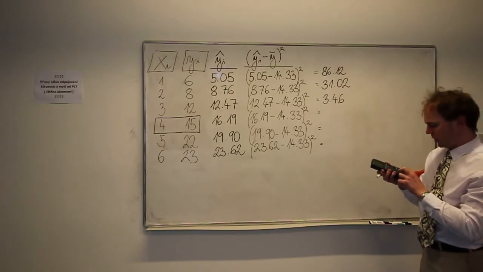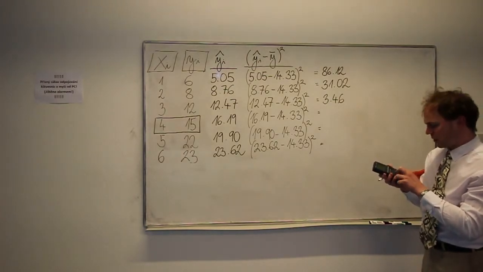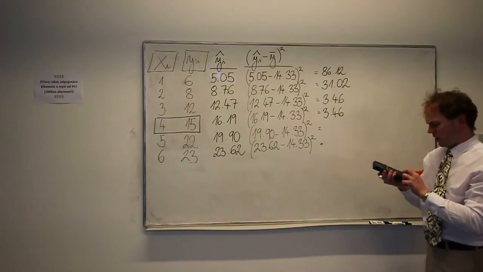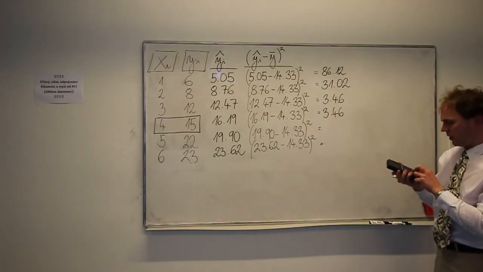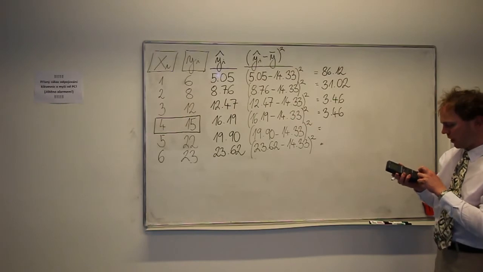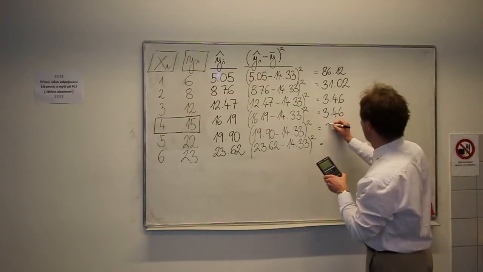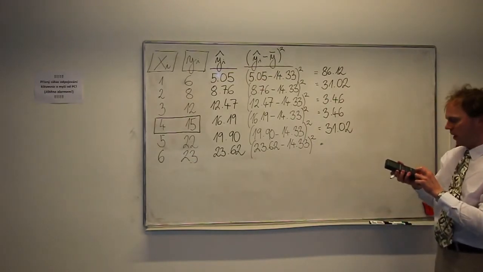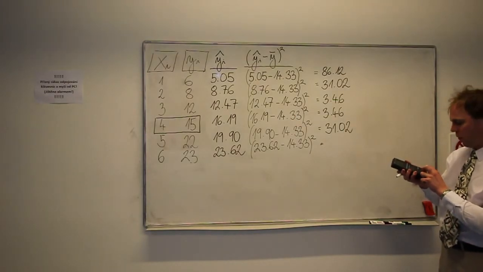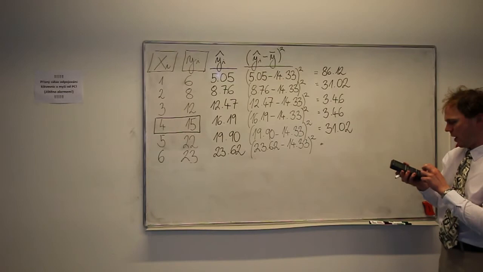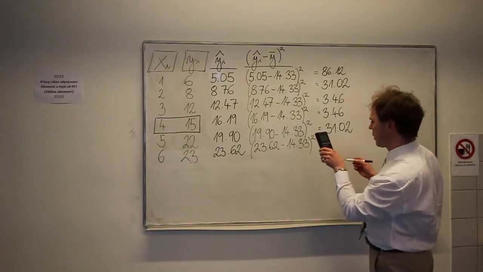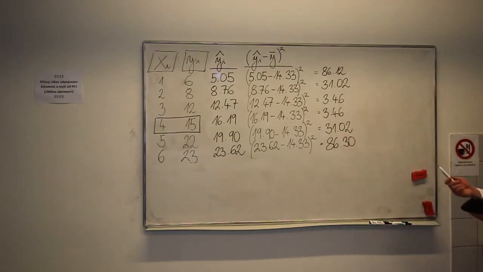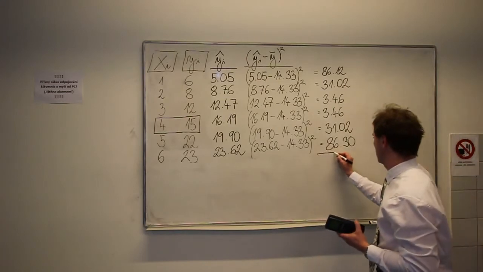16.19 minus 14.33 squared, 3.46. 19.90 minus 14.33 squared, 31.02. And 23.62 minus 14.33 squared, 86.30. Okay, this is almost the end.